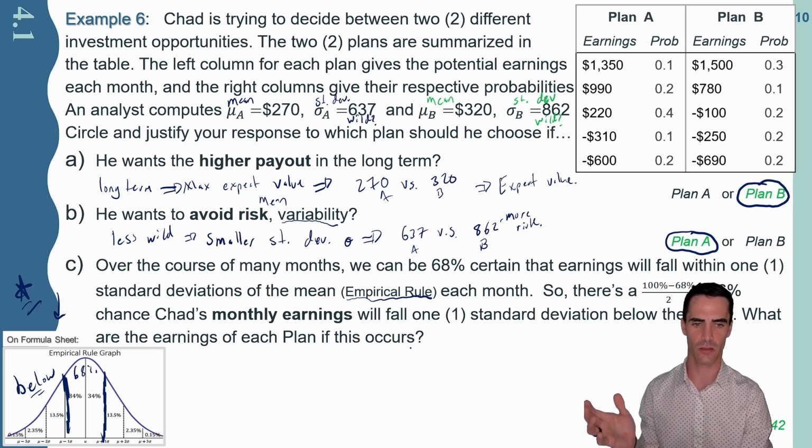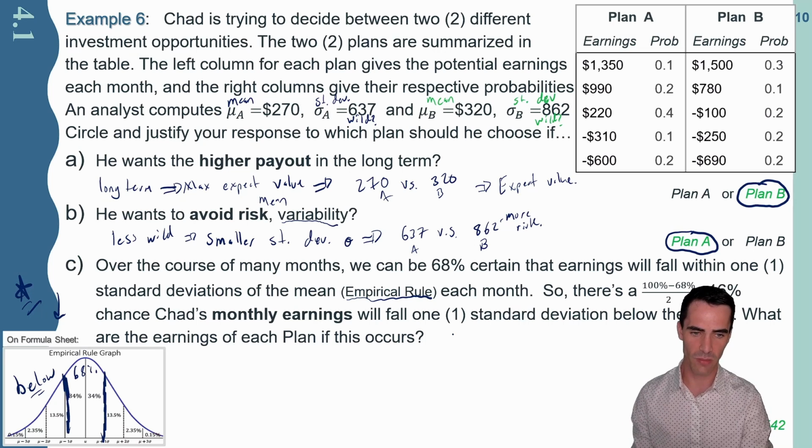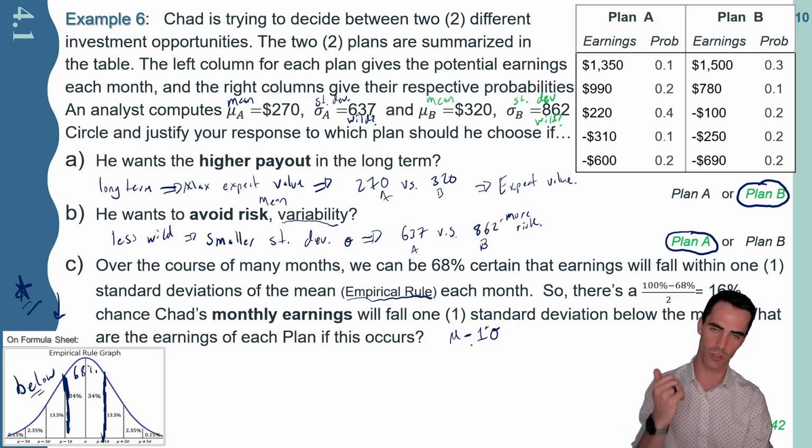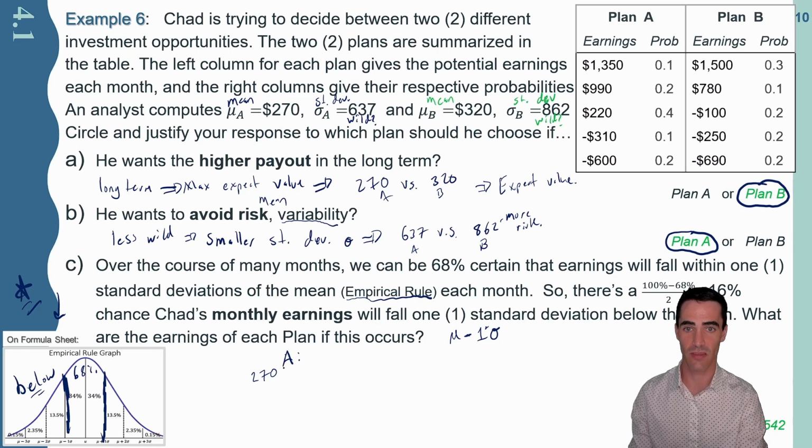What are the earnings? So how can I write that one standard deviation below the mean? Well, I have the mean sitting right here, and I want to go below that, minus one standard deviation. One standard deviation below, subtract, take away from the mean. And I want to do that for each plan. I can do that. Here we go. For the first plan, I'll write plan A over here. I have the mean of that plan was $270 minus one standard deviation.